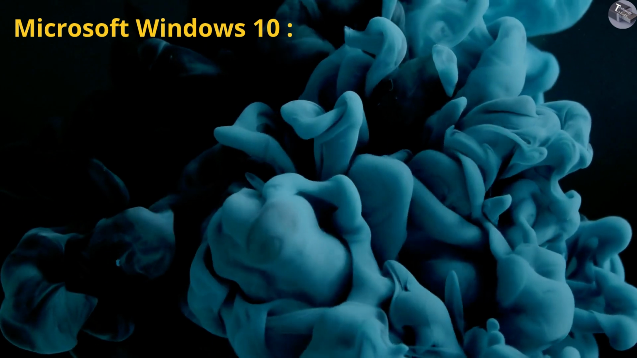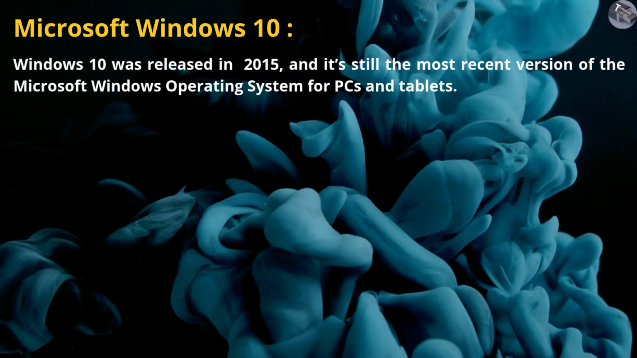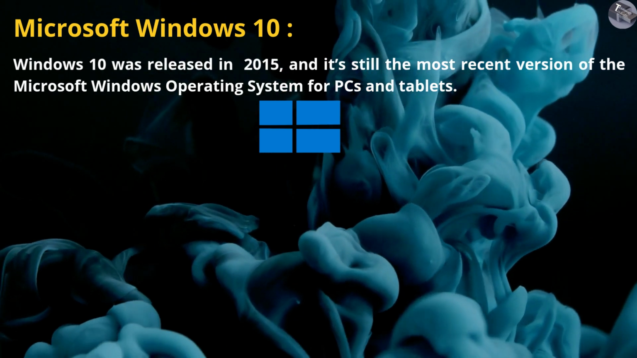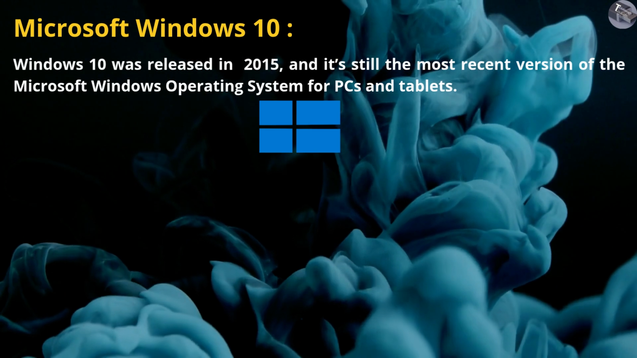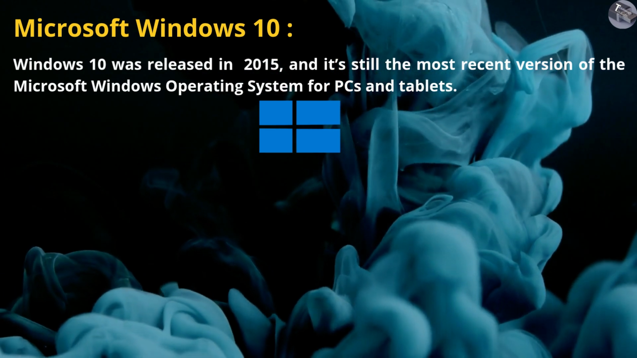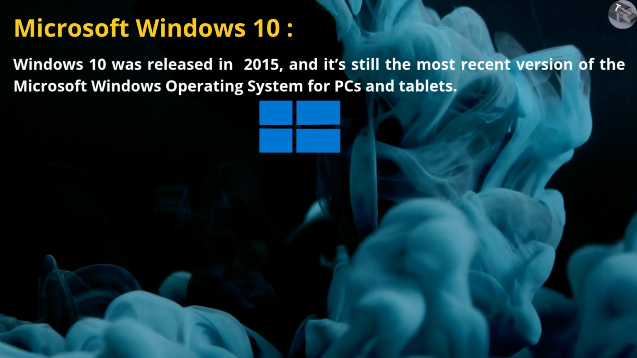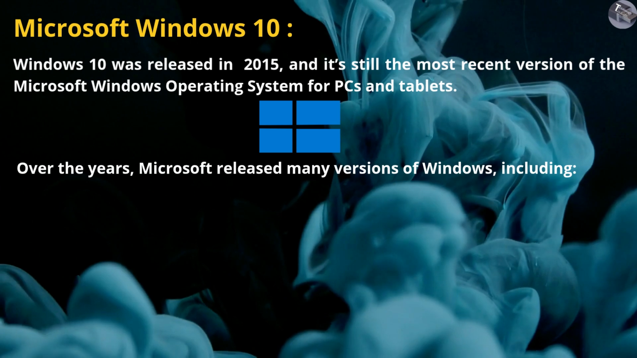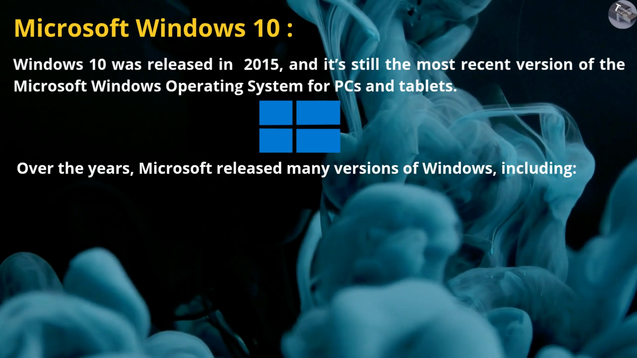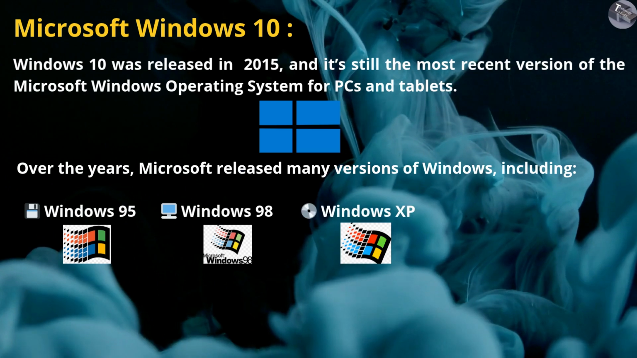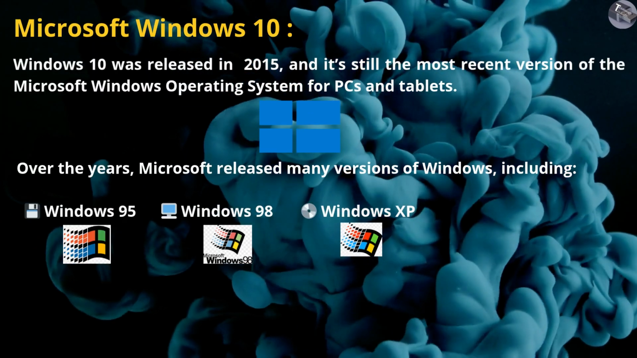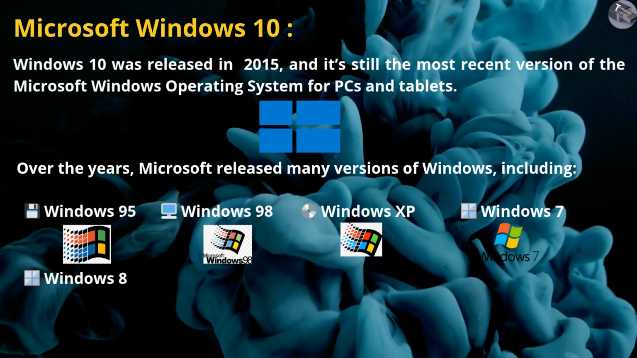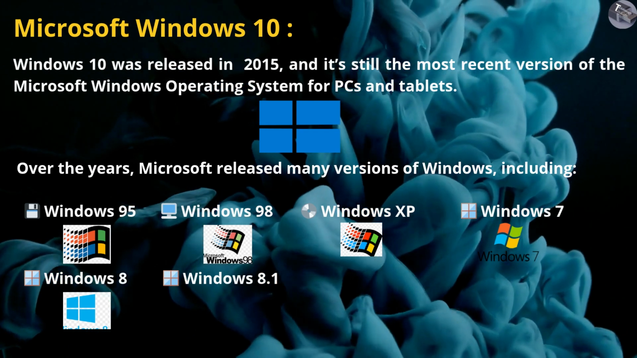Microsoft Windows 10. Windows 10 was released in 2015, and it's still the most recent version of the Microsoft Windows operating system for PCs and tablets. Over the years, Microsoft released many versions of Windows, including Windows 95, Windows 98, Windows XP, Windows 7, Windows 8, Windows 8.1, and finally Windows 10.